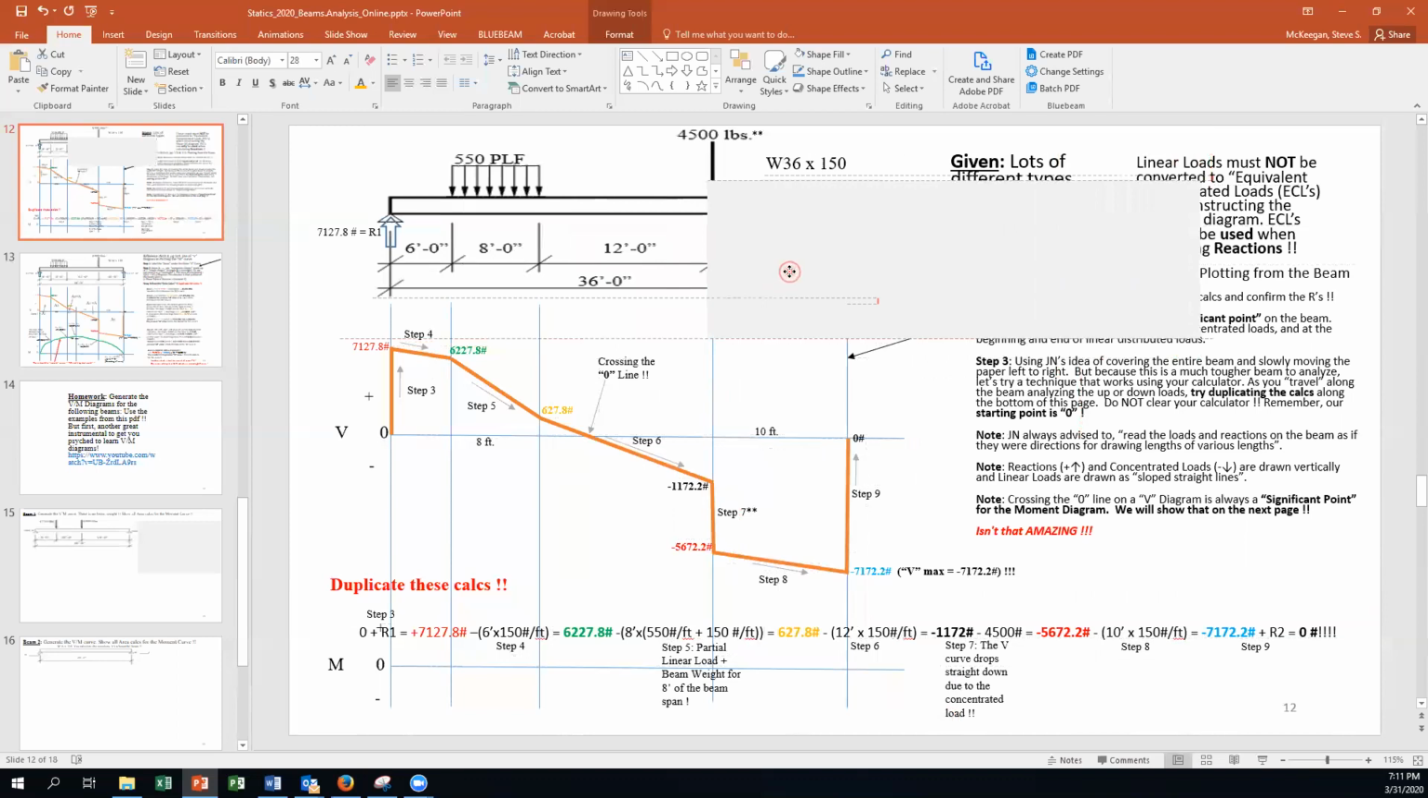Okay, now all of a sudden it does what? It just drops 4,500 pounds. For the negative 1172, isn't it negative 1172.2? Thank you, sir. That's why I hired you guys.